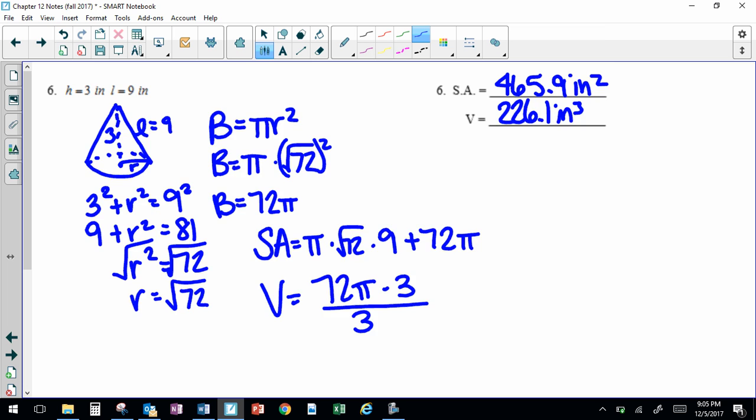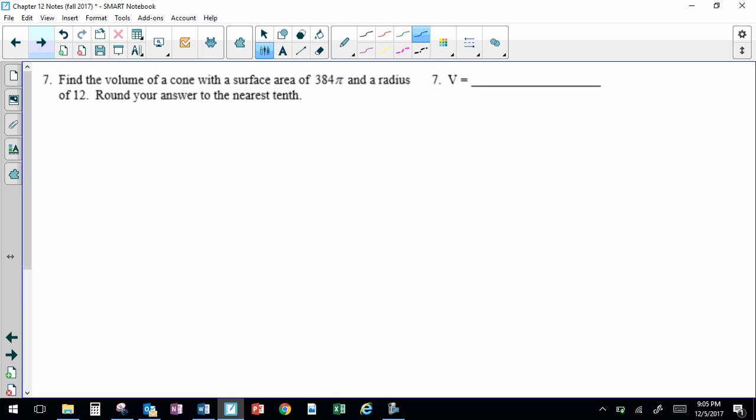Okay. And then the other one I was going to go over is number 7. Find the volume of a cone with a surface area of 384 pi and a radius of 12. Round your answer to the nearest tenth. Okay, so our final thing is volume. But remember the volume formula, you need capital B times height divided by 3. So we do know the full surface area, but we don't know just what the base area is. We could find that because we do have the radius, so we could find B. We don't have the height.